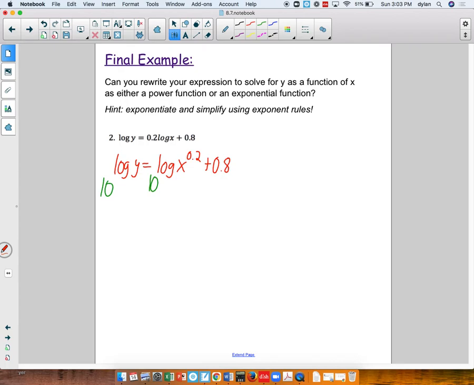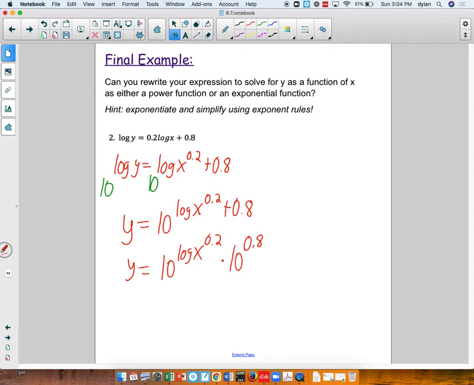And the result of that would be that we would have y equals 10 to the log x to the 0.2 plus 0.8. And the nice thing here is now we can use our exponent rules to split this apart. Because when we add with exponent rules, that's the same thing as multiplying two terms that share the same base. So we could rewrite this as y equals 10 to the log x to the 0.2 times 10 to the 0.8.